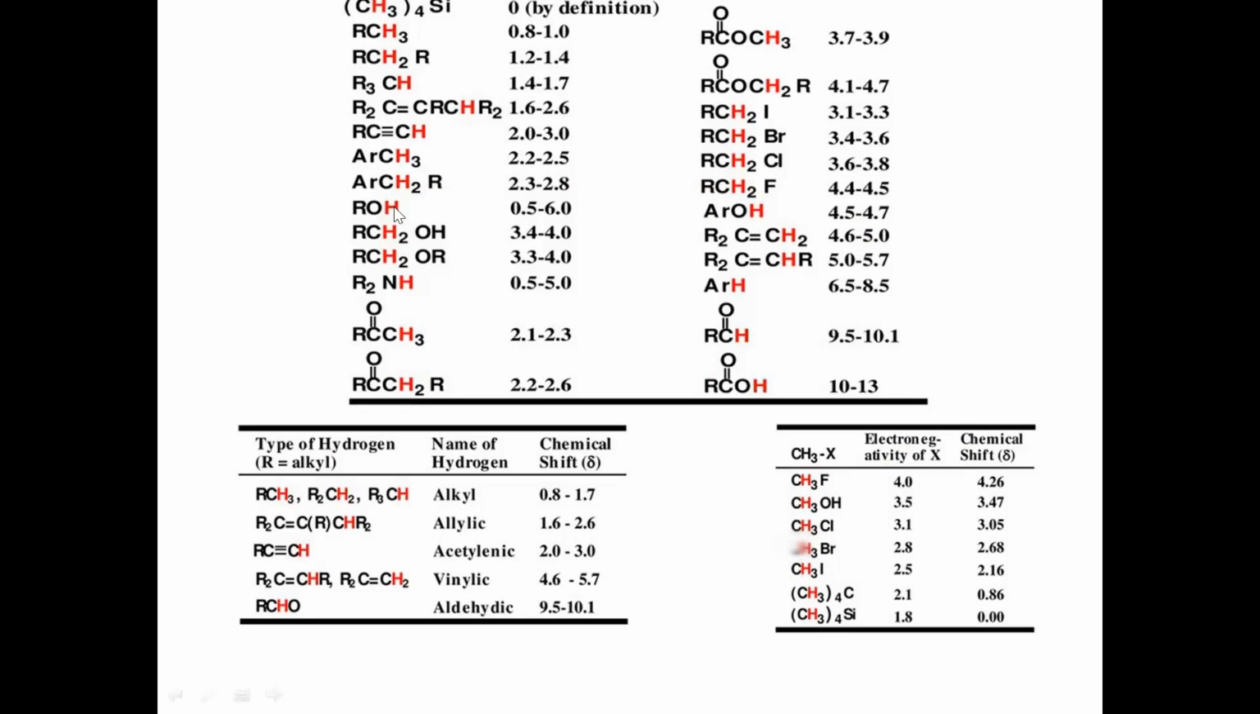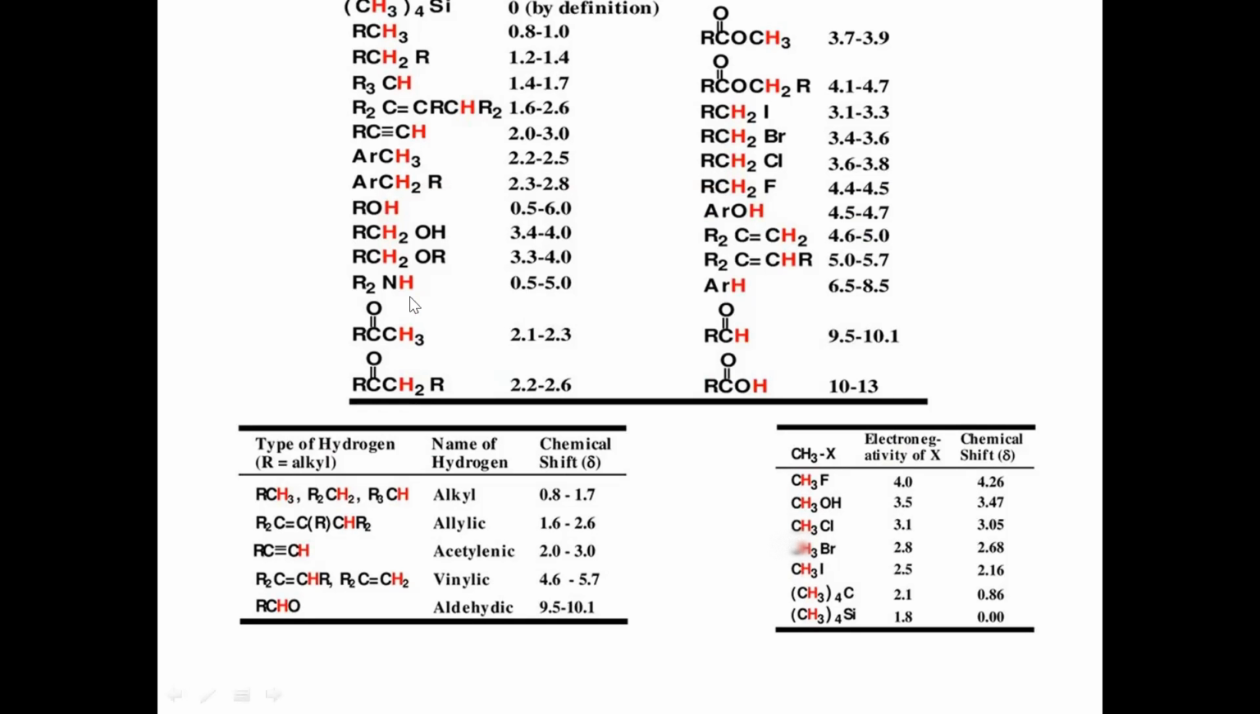Similarly you can see ROH. ROH can appear anywhere between 0.5 and 6.0. RCH2OH is an aliphatic alcohol, or you can say primary alcohol, and it will appear at 3.4 to 4.0. If the hydrogen is replaced by an R group, the chemical shift value increases and shifts to 3.3 to 4.0.